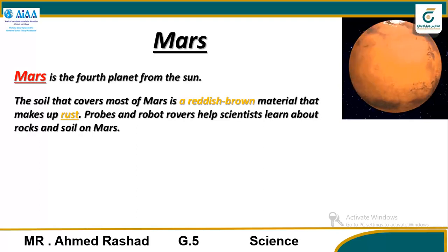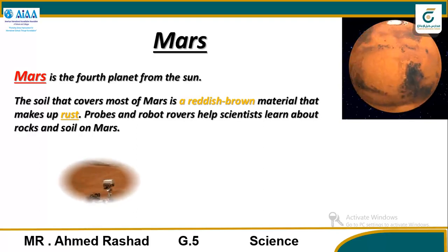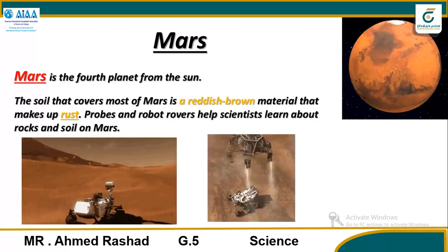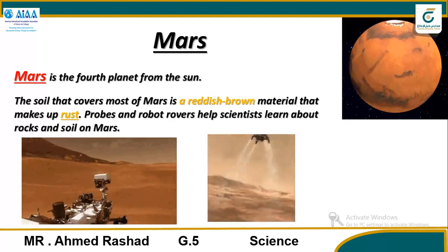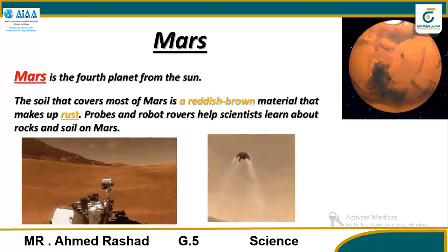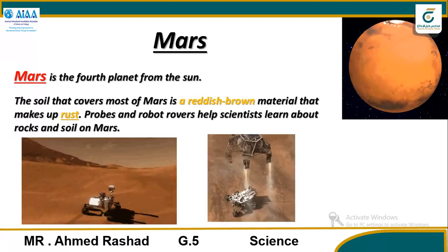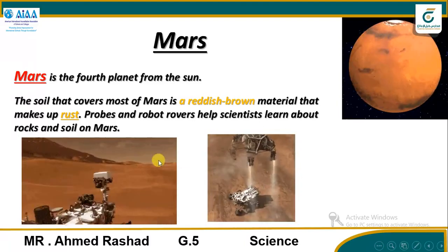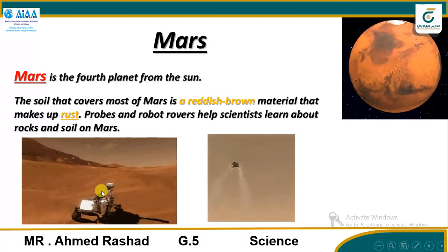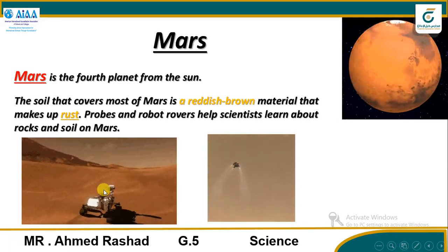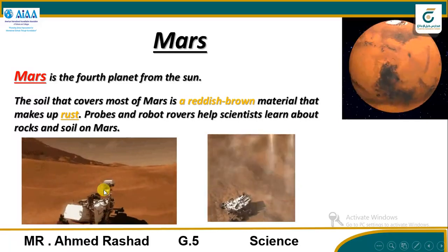Probes are robots that travel to Mars to help scientists learn about the rocks and soil on Mars. You can see in this video a space probe, a robot like this, traveling to put robots on the surface of Mars to collect data and some materials from the surface to know the makeup of Mars.